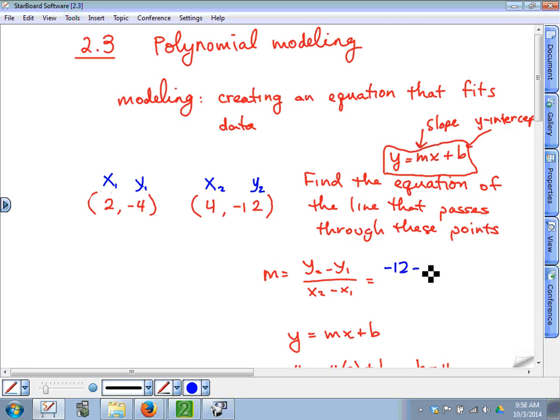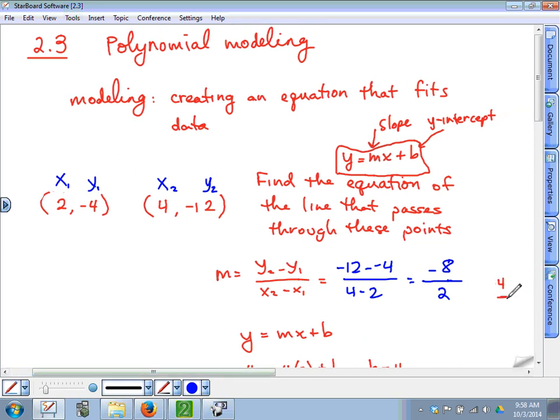So then y2 minus y1 is negative 12 minus negative 4. And then x2 minus x1 is 4 minus 2. Negative 12 minus negative 4. Minus a negative is the same as plus. So it would be negative 8. And then 4 minus 2? Good job, you guys. 4 minus 2 is 2. And then negative 8 divided by 2. You continue to amaze me. Negative 4.